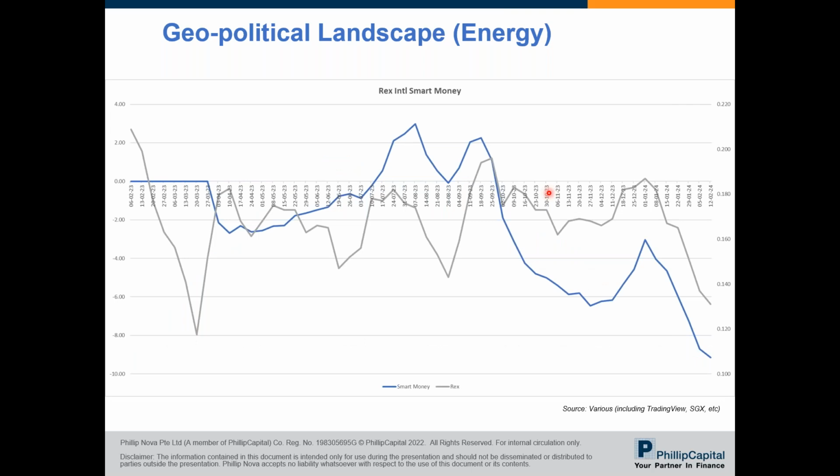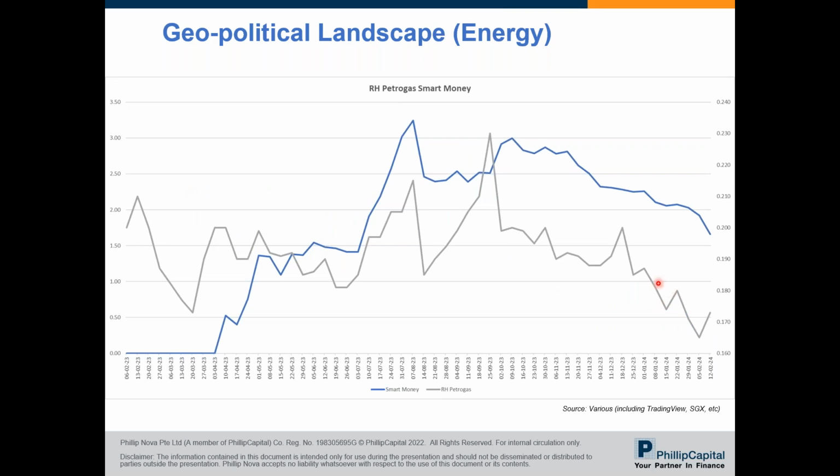How about the next stock, Rex International, ticker 5WH. Rex International is an oil exploration and production company, mainly operating in Norway. Similarly, the smart money has been selling since July last year. There were periods where it went up a bit, but all in all, in general, they have been selling. So no opportunities on Rex International as well.